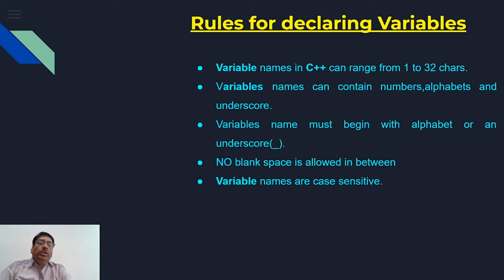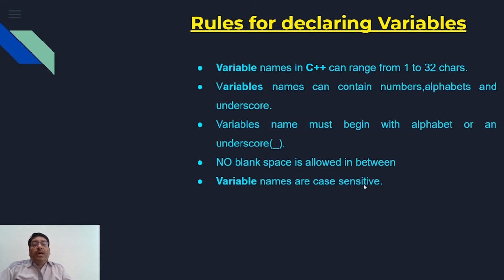There are certain rules we need to remember whenever we declare variables. Variable names in C++ can range up to 32 characters, so you can have a variable name of maximum 32 characters. Variable names can contain numbers, alphabets, and underscore. But a variable name must always begin with an alphabet or an underscore. A variable name cannot begin with a number. No blank space is allowed in between, so whenever you are writing a variable name, you cannot have a blank space within it.